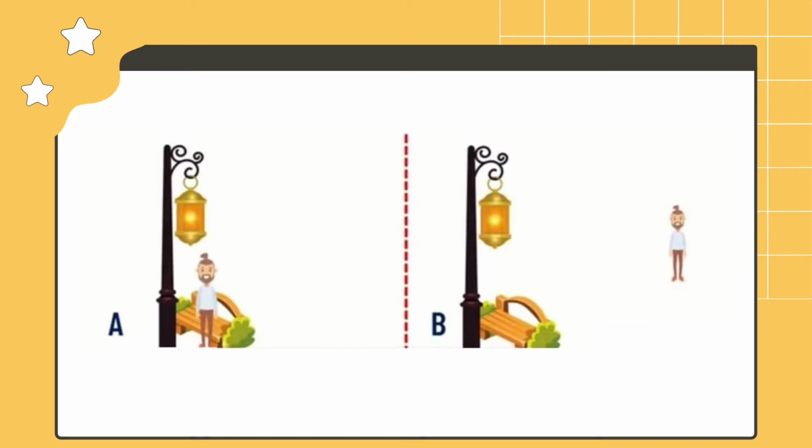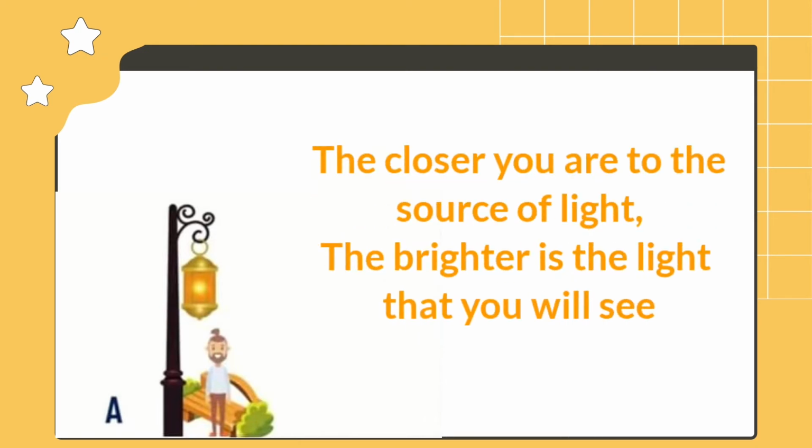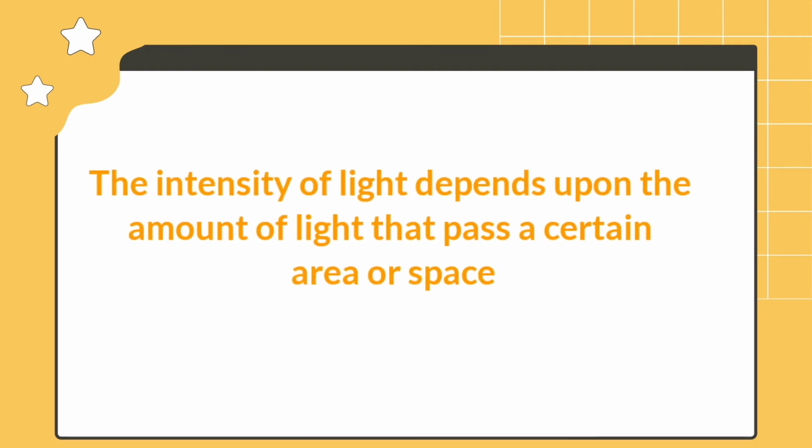Observe the following pictures. In which scenario do you see a brighter light? Correct! It is in picture A. The closer you are to the source of light, the brighter is the light that you will see. But always remember, the intensity of light depends upon the amount of light that passes a certain area or space.